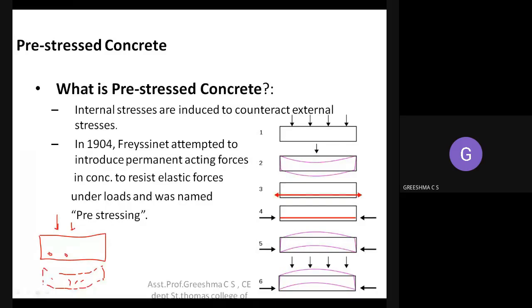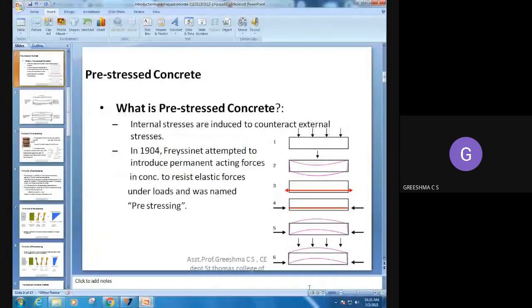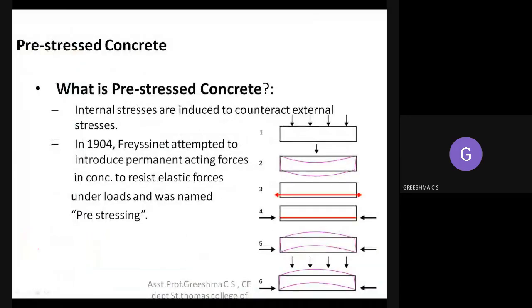Coming to pre-stressed structures, we are actually introducing a new concept here, that is pre-stressed concrete. What is happening in pre-stressed concrete is that we are introducing compressive stress into a concrete beam. First we have a precast concrete structure. Imagine this is a precast concrete structure, this is one concrete structure. You are introducing compressive stress. Compressive stress means what? This is a compressive stress. You are introducing a compressive stress into this precast unit.